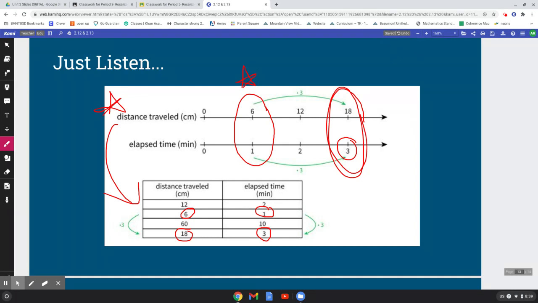And you're always going to start with this right here. Whatever they do in 1 minute, they can do 6 centimeters. So if it asks, how much does he do in 2 minutes? Your answer would be 12 centimeters. And you need to be able to put it in a chart or a table based on how it's labeled.